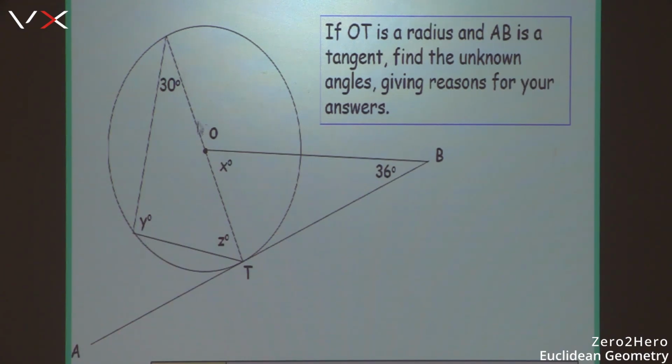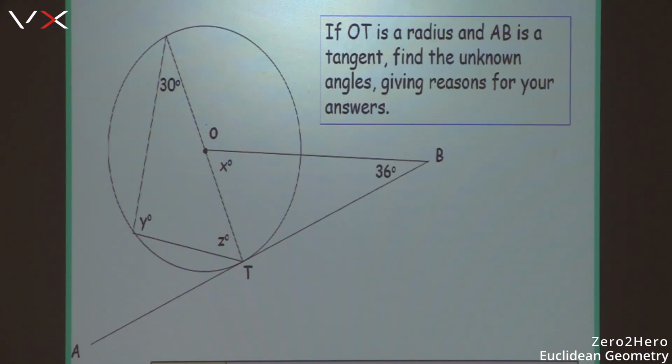What is the name of this line? This line is the diameter and it subtends the angle y. This diameter subtends the angle at the circumference. Therefore, angle y will be 90 degrees, angle in the semicircle.